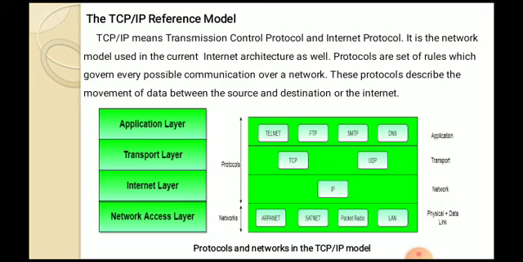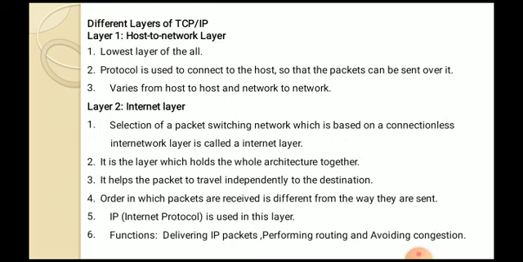In the network layer we have IP, Internet Protocol. In the transport layer we have Transmission Control Protocol and UDP. In the application layer we have Telnet, FTP, SMTP, and DNS. About all these things we shall see in detail in the coming slides. Now let us see the different layers of TCP/IP, what actually happens in different layers of this TCP/IP reference model.